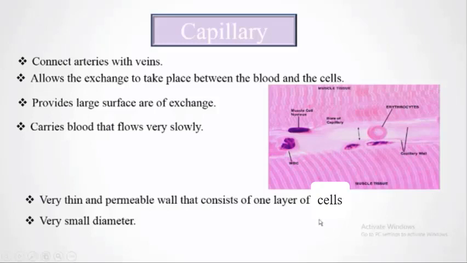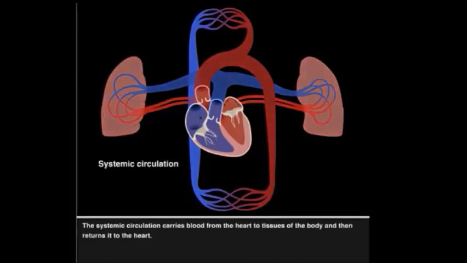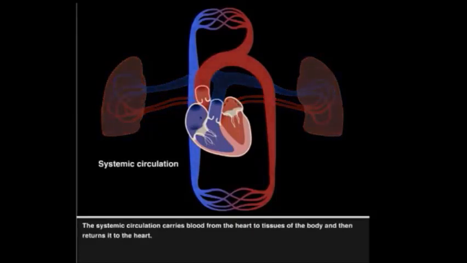This is everything about blood vessels, and now let's move to the second part of our activity, which talks about the circulation of blood. The cardiovascular system is divided into systemic and pulmonary parts. The systemic circulation carries blood from the heart to tissues of the body and then returns it to the heart.